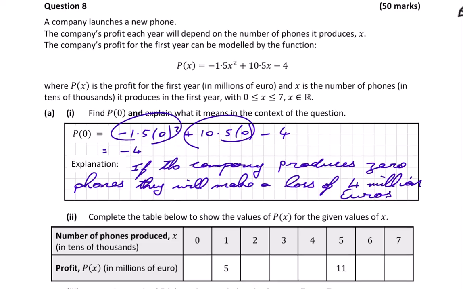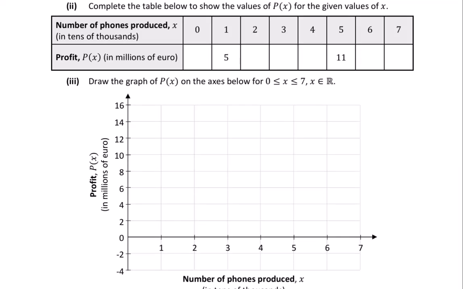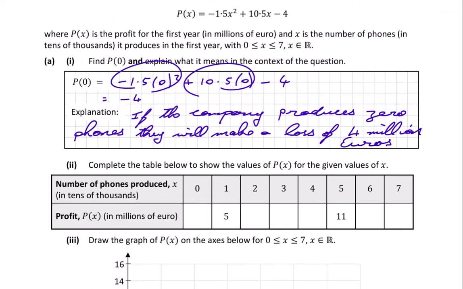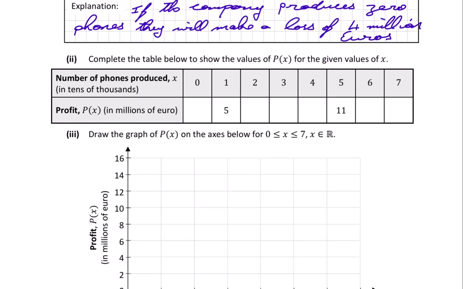Okay, next question then. Complete the table below to show the values of p of x for the given values of x. So all you've really got to do here is take 0, put it in here and here. Take 1, put it in here and here. That's already done. Put 2, 3, 4, 6, and 7 in here instead of x and work out the values. So I have done that, and the values that I got are, if I put in 0, we got minus 4. If we put in 2, should get 11. Put in 3, you get 14. 4 is 14. 6 is 5, and 7 is minus 4.